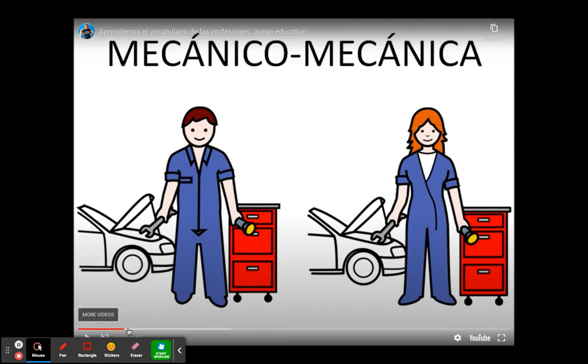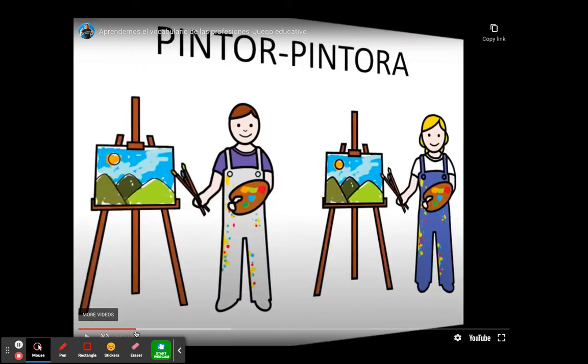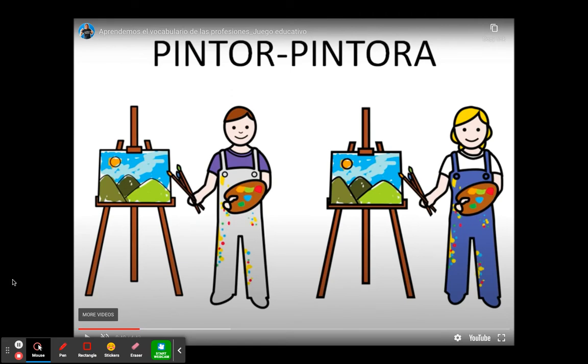All right, let's keep going, my friends. Muy bien. The next one, a little further. Pintor, pintora. These are painters, artists. They spend their careers to create art. In this case, specifically paintings. So go ahead, escribe la palabra, write the word, y dibuja, draw. If you need to, pause the video.